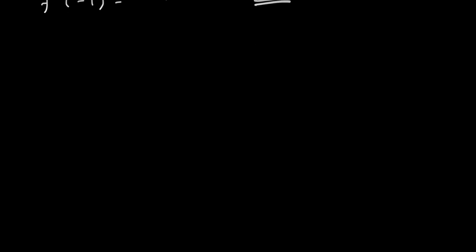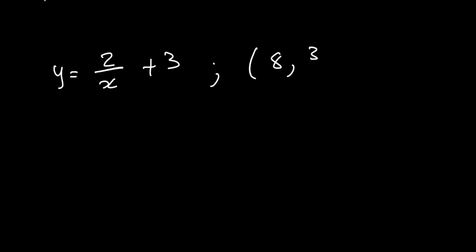Let's say, for example, we have now the following. Can you find the gradient at this point? We have y equals 2 over x plus 3, and then the point is (8, 3 1/4). So remember what we have to do. We have to find the derivative. So the derivative of y is just going to be y prime.